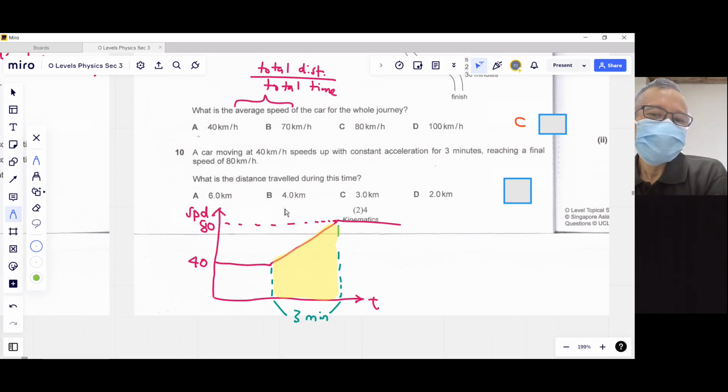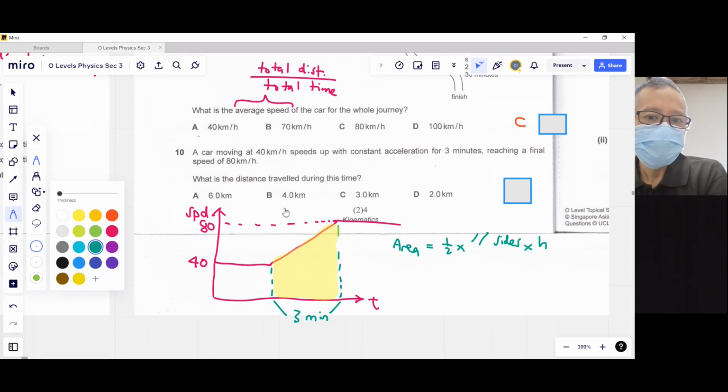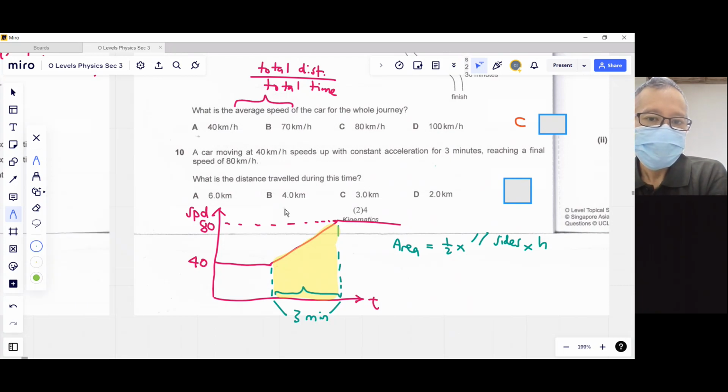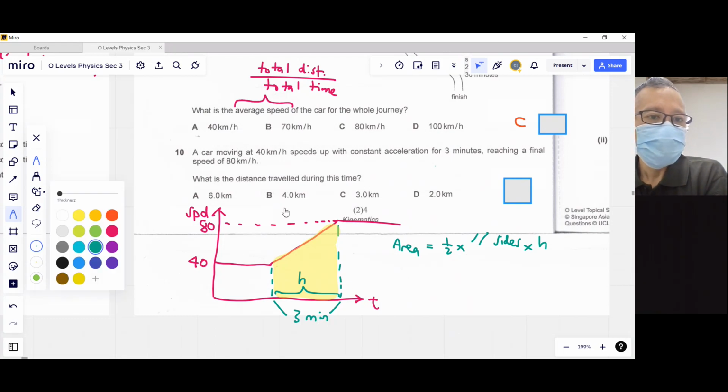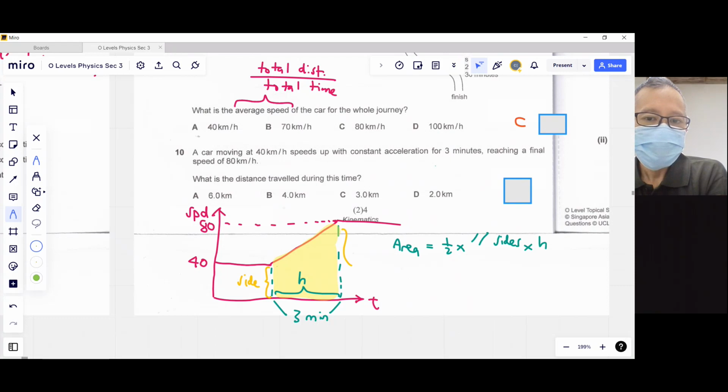Okay, now, so area equals half times parallel sides times height. But the tricky part is this. Where is my height? This is my height, no? That is the tricky part. The reason is these are my parallel sides. So you have to interpret the question.